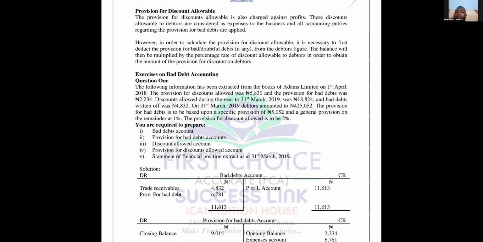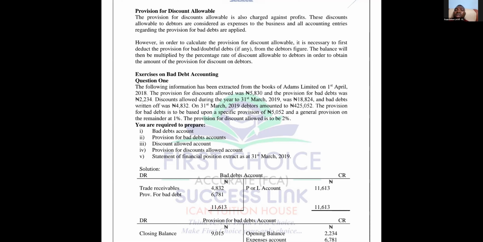Okay. Now, if they ask you to prepare something like this, number one, you are looking for the total receivables. You have to identify that first. So you open the trade receivables account. Number two, you open the bad debt account. Number three, you open the provision for bad debt account. Then you start posting into them.